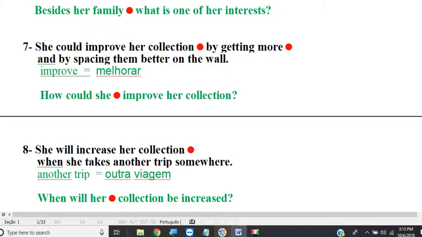Line 7. She could improve her collection by getting more and by spacing them better on the wall. Question. How could she improve her collection? Well, she could improve her collection by getting more and by spacing them better on the wall.